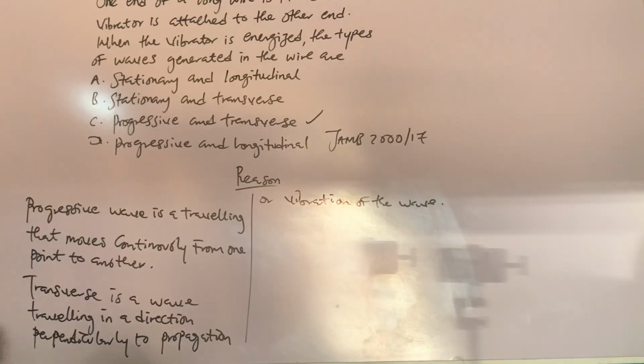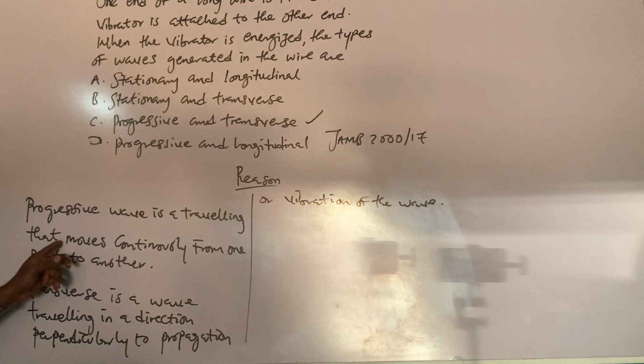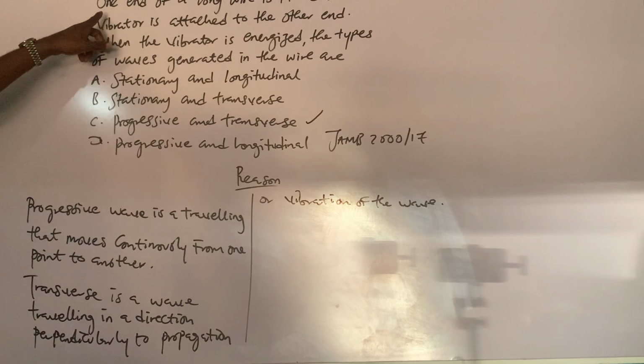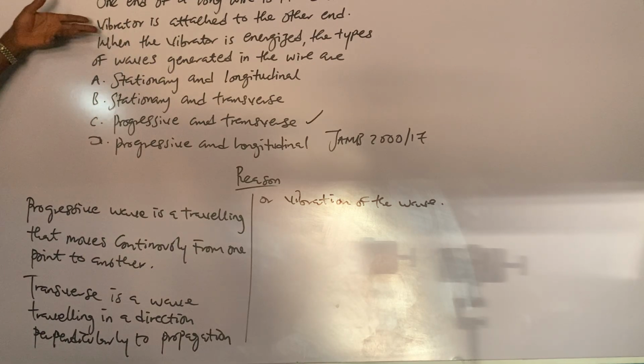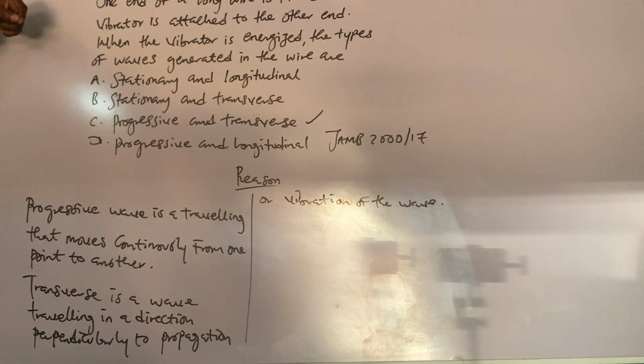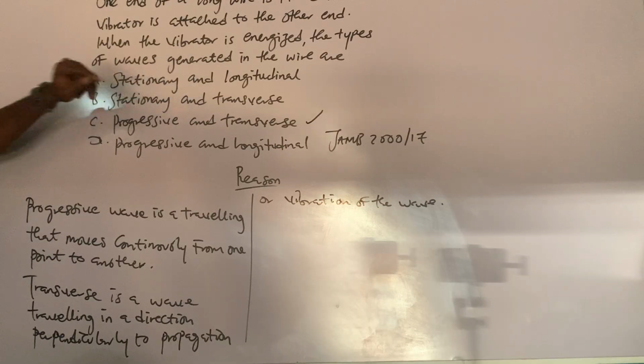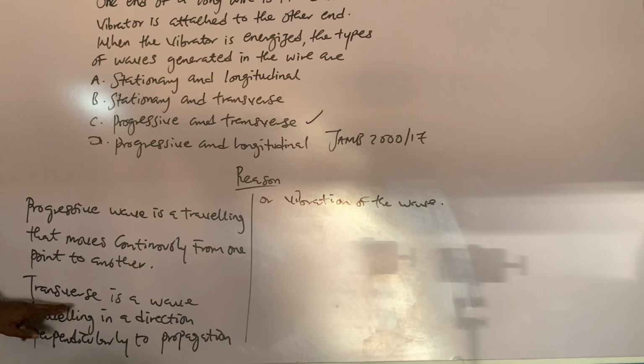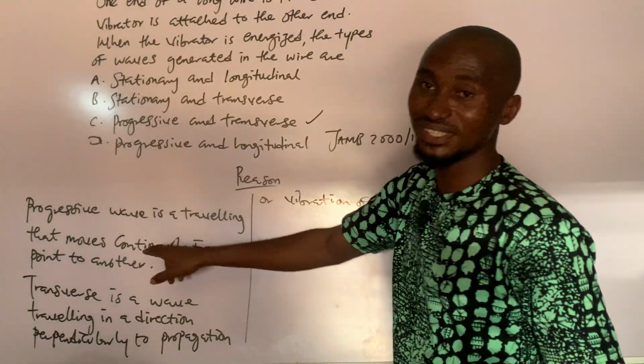So observe this now. Traveling, that moves continuously from one point to another. One end of the wire is fixed while the vibrator is attached to that end. When the vibrator is energized, that is transverse now: the wave travels in a direction perpendicular to the propagation or vibration of the wave. The second is transverse. The first is progressive.